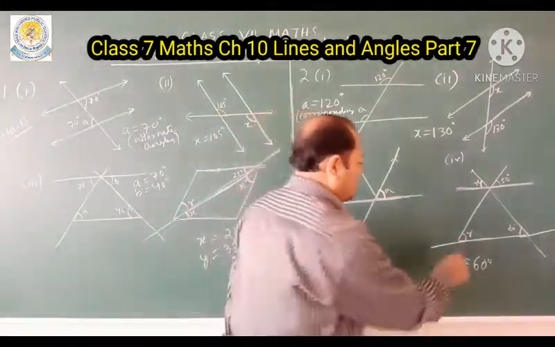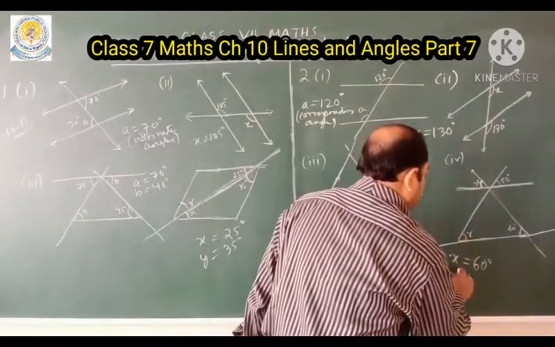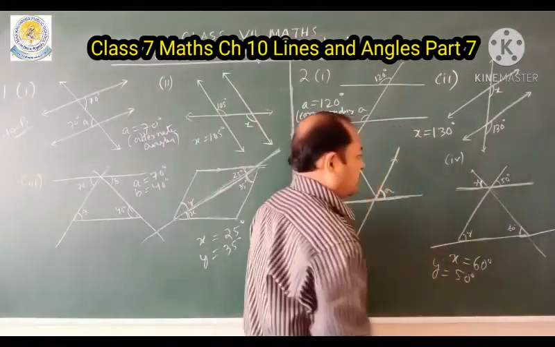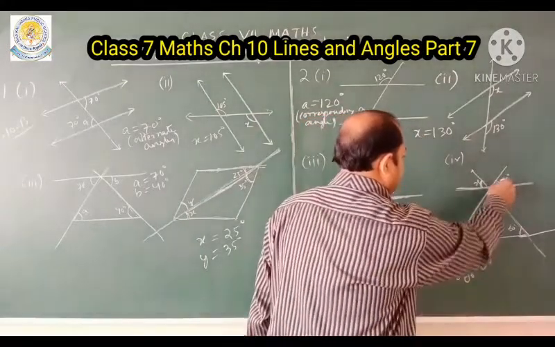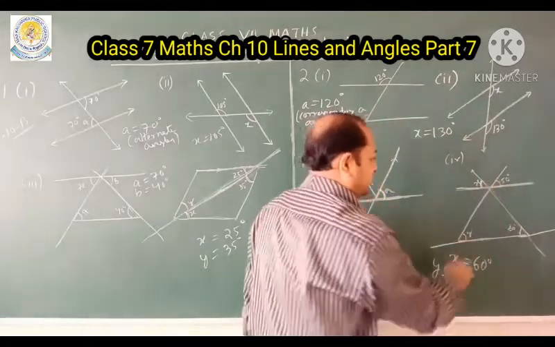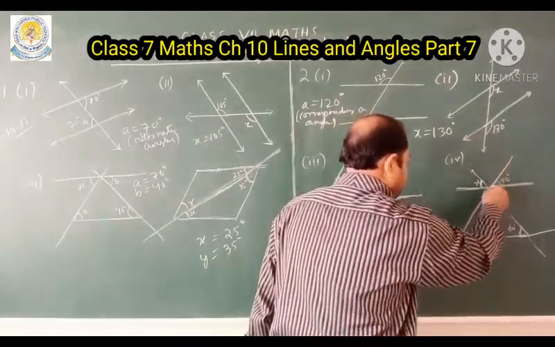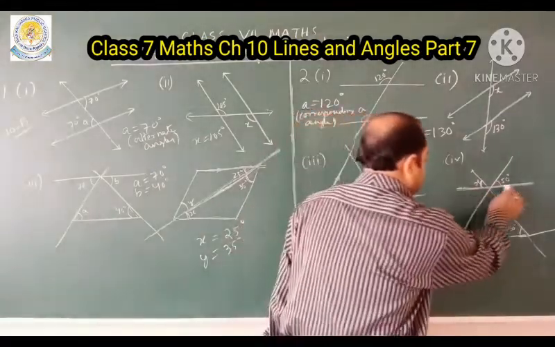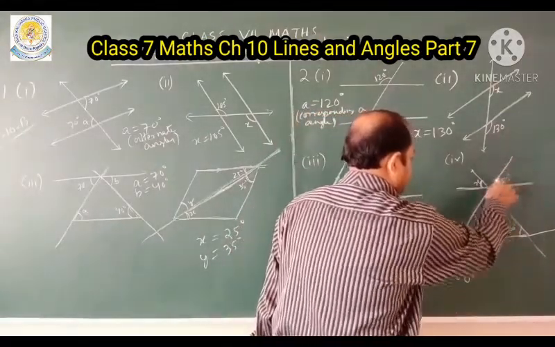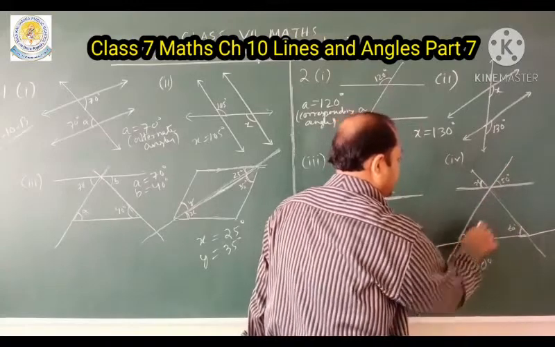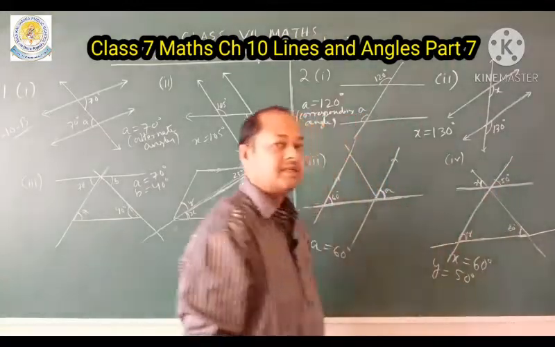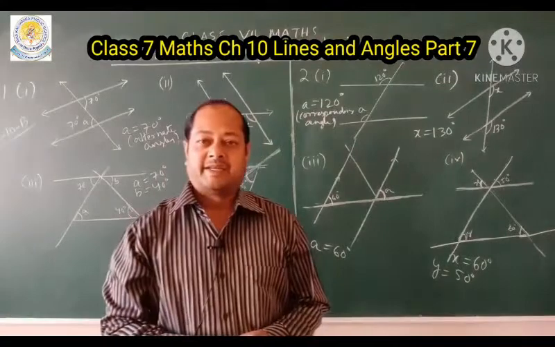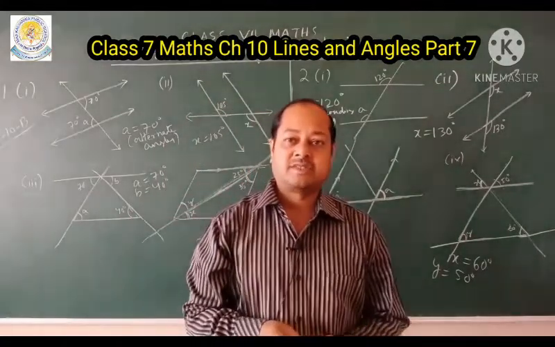Now look at here, y equal to 50 degree. Why? So y and 50 are on the same side of the transversal. Which is the transversal? This line is considered as a transversal line, because these are the two parallel lines, and if you consider this as a transversal line, then y equal to 50. The reason is corresponding angles. I hope you understand this first question.